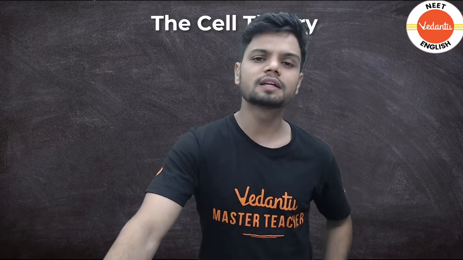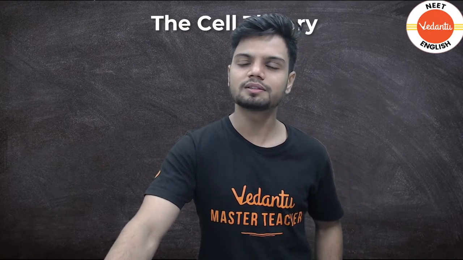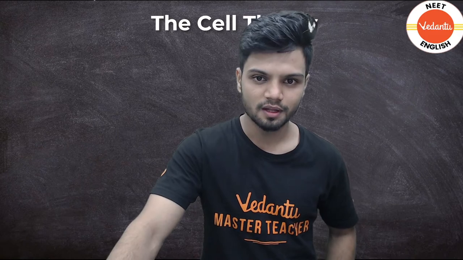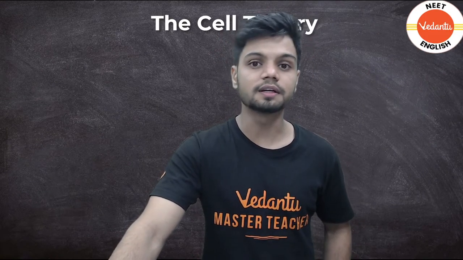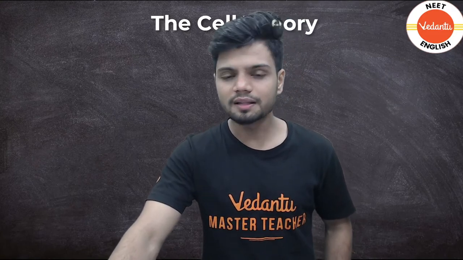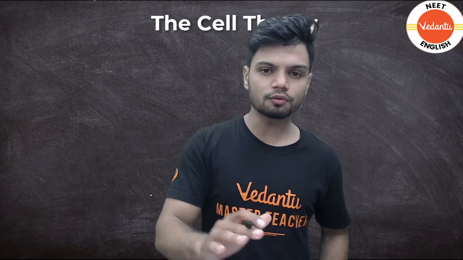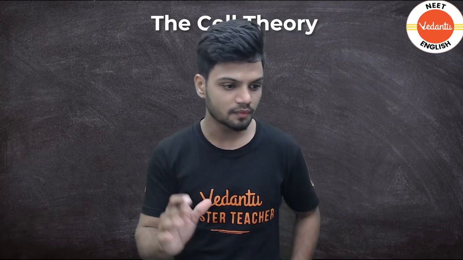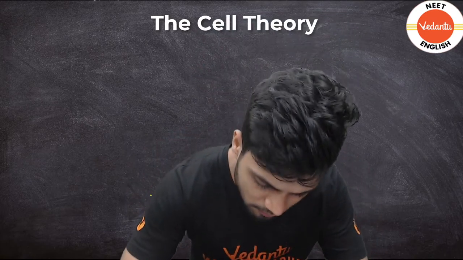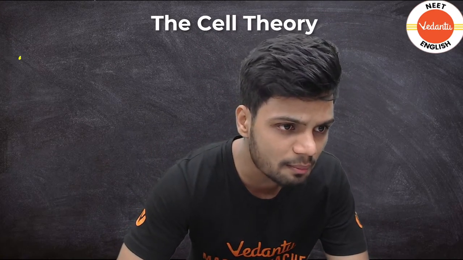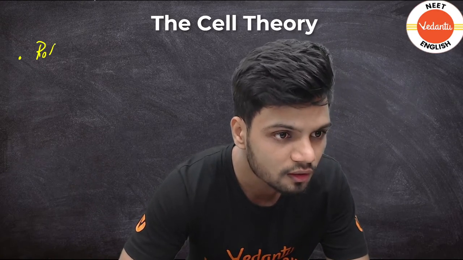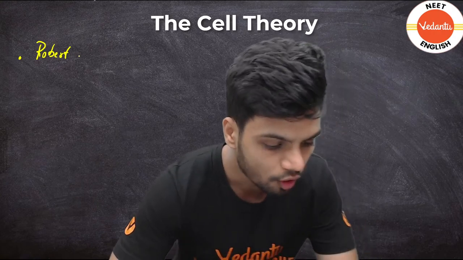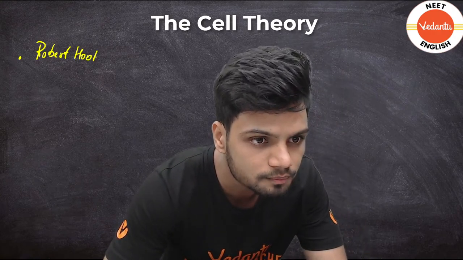Now, cell theory is actually a theory given by many scientists. There are many scientists who worked on different cells, different plants, animals, and they came up with a theory. Before you understand the entire cell theory, I want everyone to understand there was an eminent scientist called Robert Hooke. How many of you heard of this smart uncle? How many of you heard about Robert Hooke?